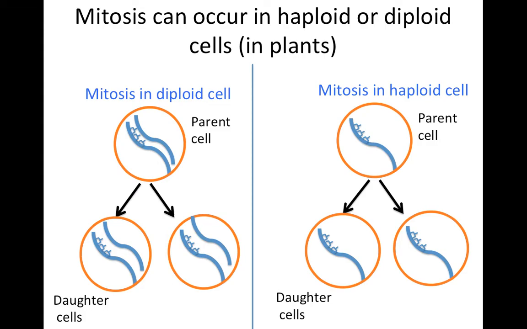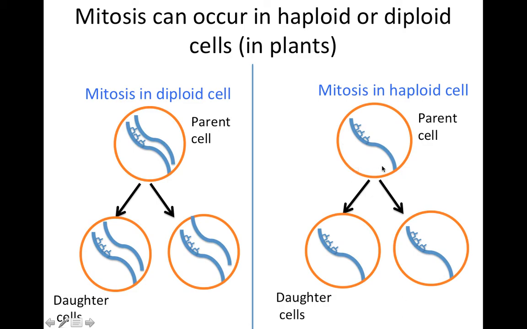Now, we're going to look at what happens when mitosis occurs in a haploid cell. This might sound a little bit strange because in animals like mammals, this does not occur. And we'll see that when we look at the animal life cycle, the haploid cells would never go through mitosis. But in plants, haploid cells frequently go through mitosis.